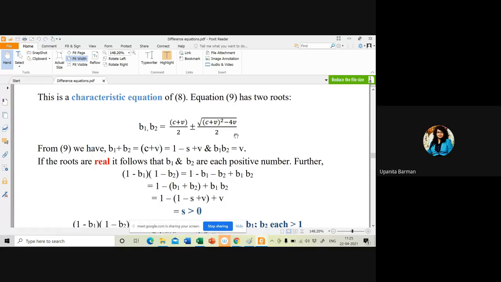Ma'am, could you discuss it once more? Why are the two roots positive? Ma'am, I understood that b1 plus b2 and b1 into b2 are positive. That I understood. So individually, why are the roots positive? Yes, ma'am, I want to know that. Okay, Prithviraj, would you tell us?